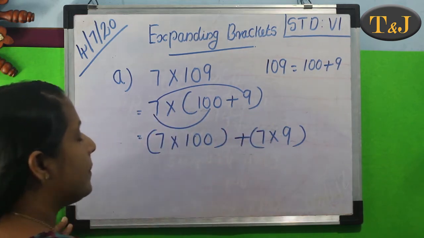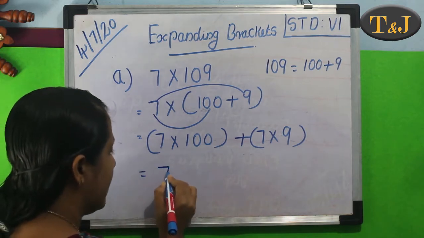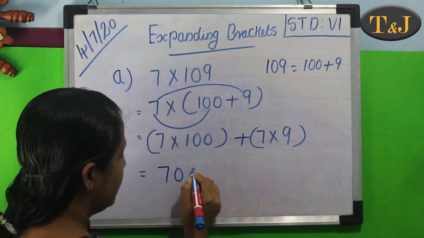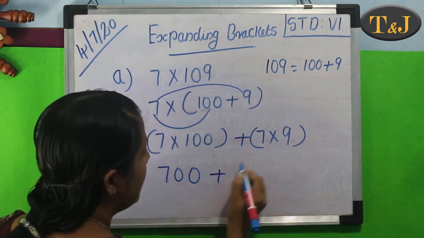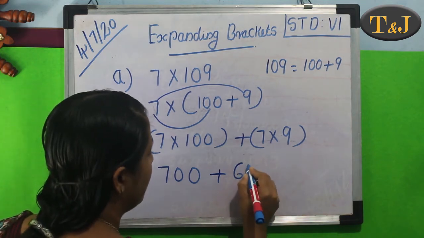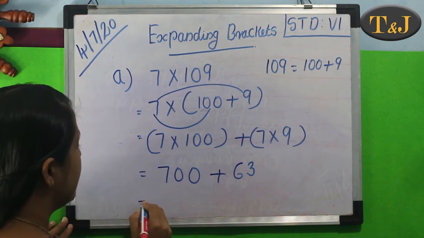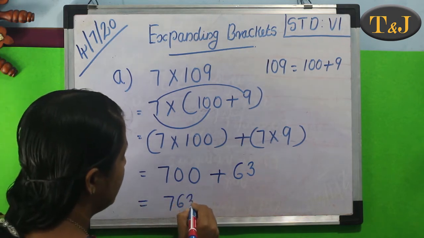Then 7 multiply 100 equals 700, plus 7 nines are 63. So adding these numbers, 700 plus 63 equals 763.